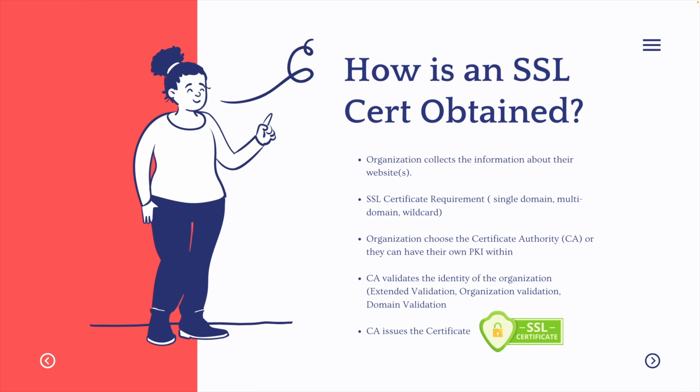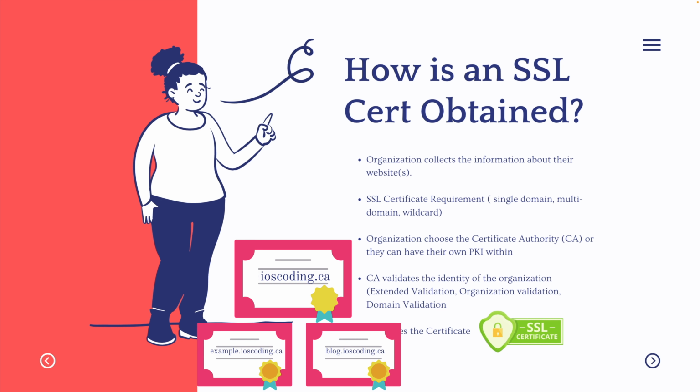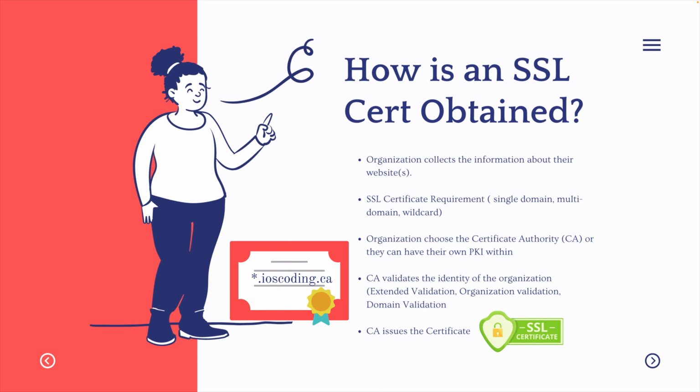So how do we get an SSL certificate? Usually the SSL certificate is issued by a certificate authority, also known as CA. The process looks like this. First, the organization collects the information about their website, or websites if they have multiple. Then they define the SSL certificate requirements. The certificate can be a single domain certificate, which works for one domain only, a multi-domain certificate, which works for a domain and its subdomains, or a wildcard certificate.